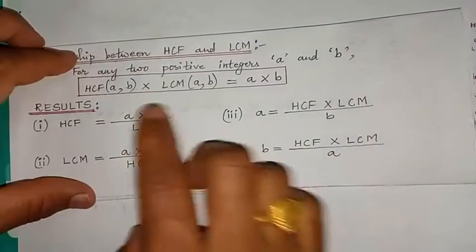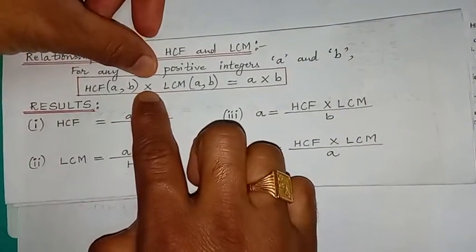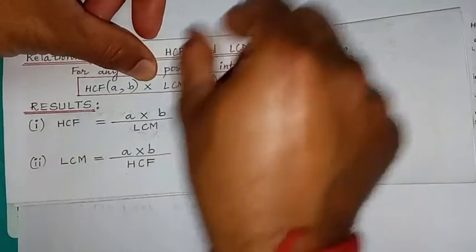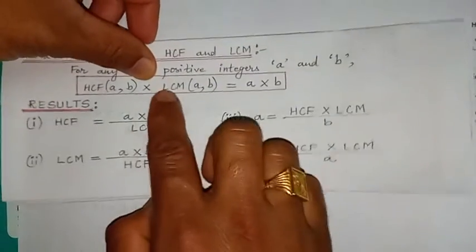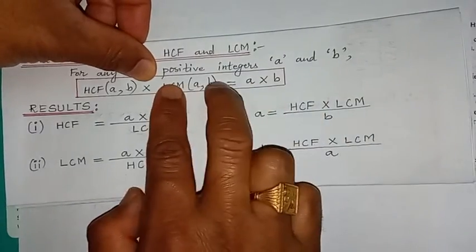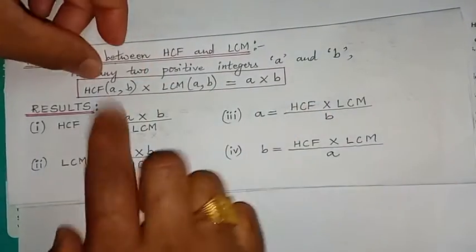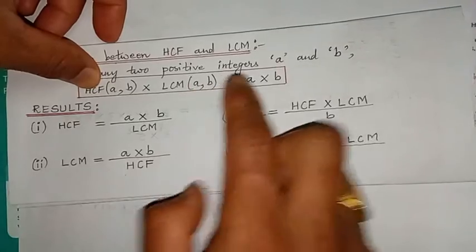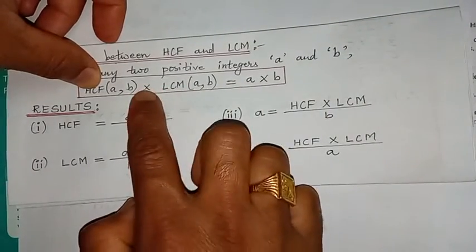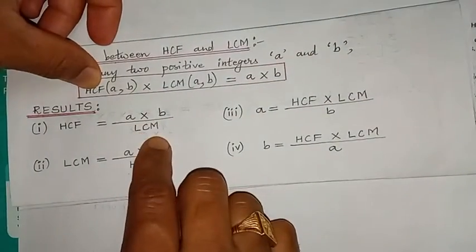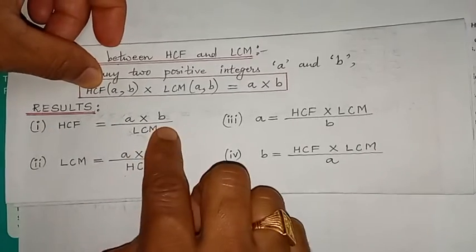Since LCM is multiplied here, when I take it to the other side, it will come as divide by, so it will come down. That's why HCF is equal to A into B divided by LCM. Okay, so in this way the rule works.